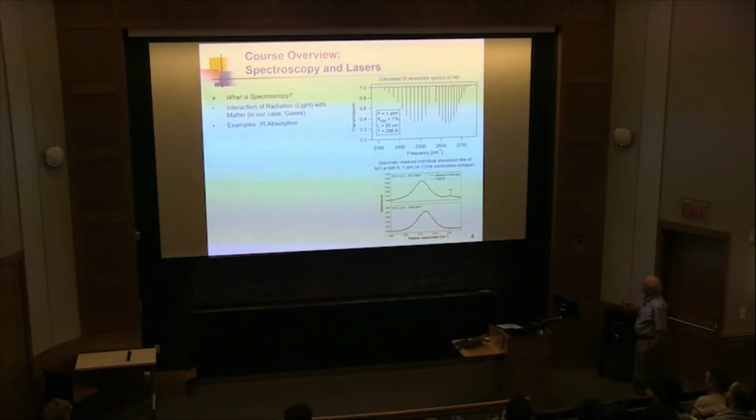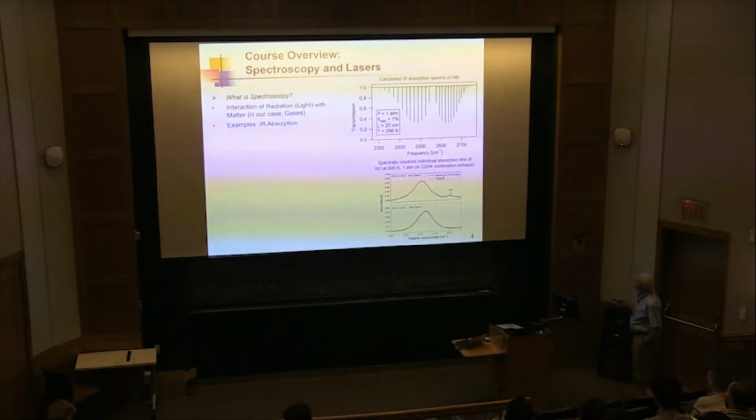Now I should introduce the frequency units. In spectroscopy, we talk about frequency. It's an energy unit. It's 1 over wavelength. It's the number of waves per centimeter. So if you've done the math, you'll know this is 4 microns of light, 4 microns right here of wavelength.